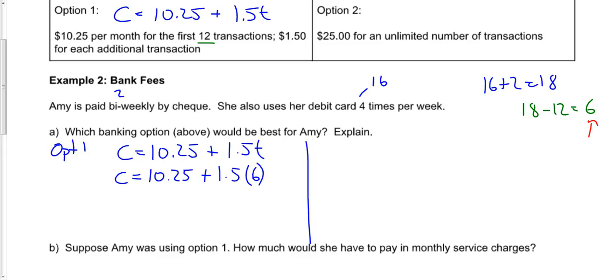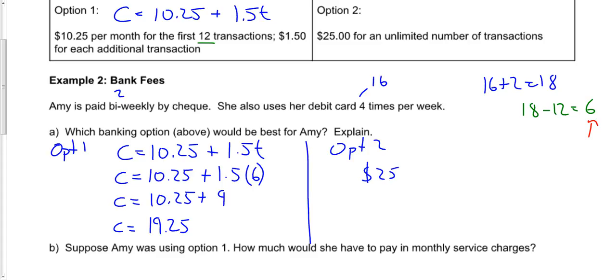Okay, so let's go through and do the bed miss. We have to do the multiplication piece first. So 10.25 plus 1.5 times 6, that's 9. And if we add those two things together, her total cost is going to be $19.25.